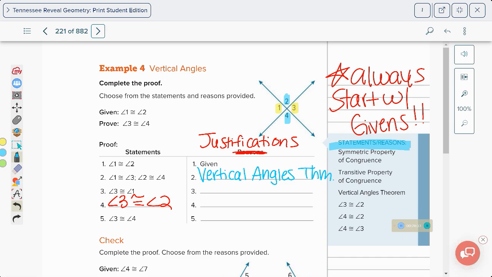Okay. Now moving on to statement 3. It says that angle 3 is congruent to angle 1. Let's look here. So before we have angle 1 is congruent to angle 3. Now we have angle 3 is congruent to angle 1. So what's happened there? They flipped, right? So whenever things are flipped, that is going to be the symmetric property of congruence.